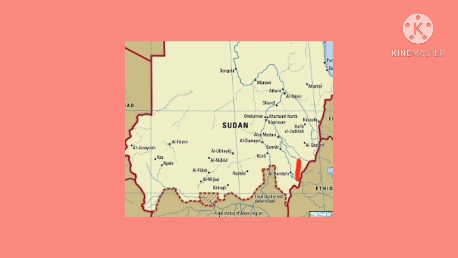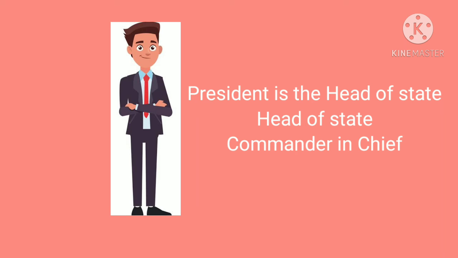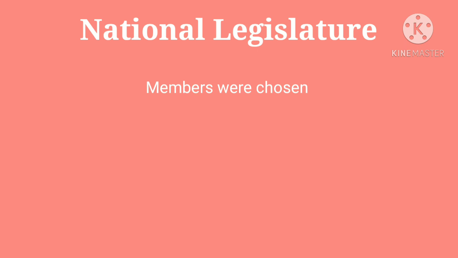Sudan is a federal republic type of government. The President of Sudan is head of state, head of government, and commander-in-chief of the Sudanese armed forces in the multi-party system. The national legislature, whose members were chosen in mid-2005, had 2 chambers.